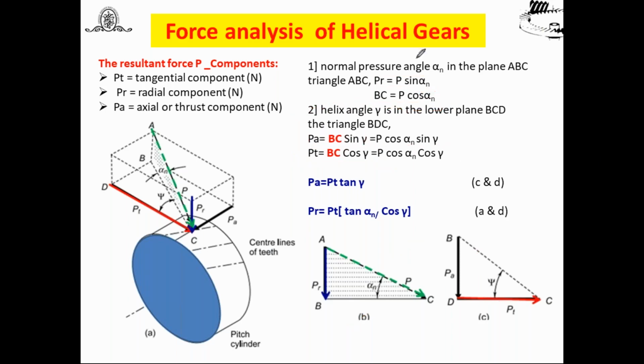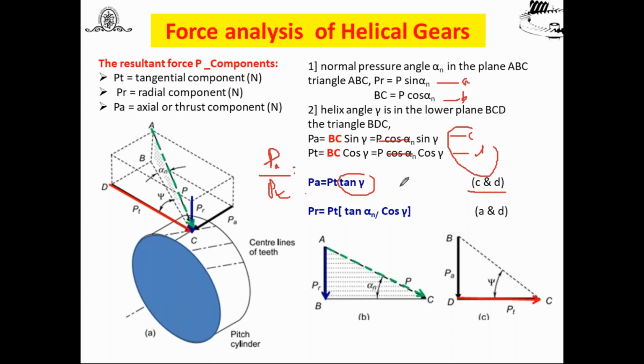Again, look at this. If I say this is equation A, this is equation B, this is equation C, and this is equation D. From equations C and D, you can find out PA upon PT. You will find P cos alpha n gets cancelled. PA upon PT is equal to sine gamma upon cos gamma. So sine gamma upon cos gamma means tan gamma.